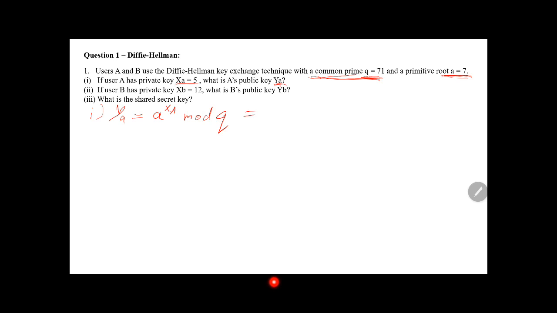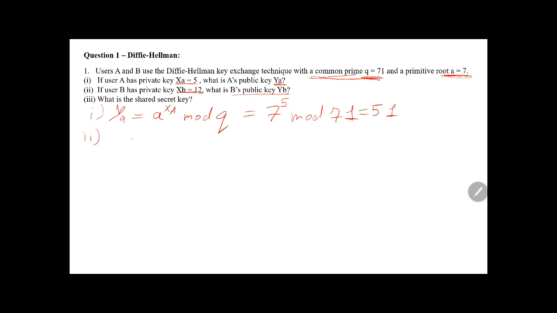So in our case here, what we will do will be as follows. A is equal to 7, so it's 7 power XA, which is 5, modulus 71, and this will be equal to 51. Okay, so let's go to the second part. If user B has a private key XB equal 12, what is B's public key?